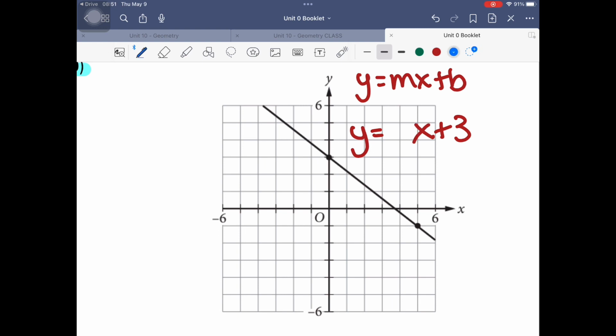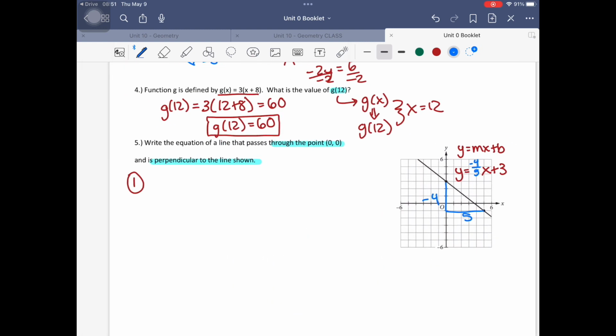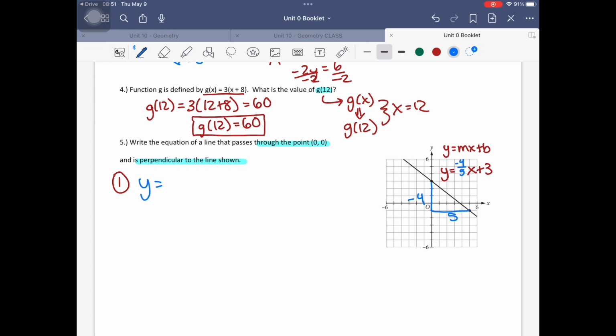Okay, so I'm just going to do this because there were 2 points given. So I went down 4 and right 5. So my slope is going to be -4 over 5. Okay, so this is the original line: y is equal to -4 over 5 x plus 3. Okay, this is this problem over here.